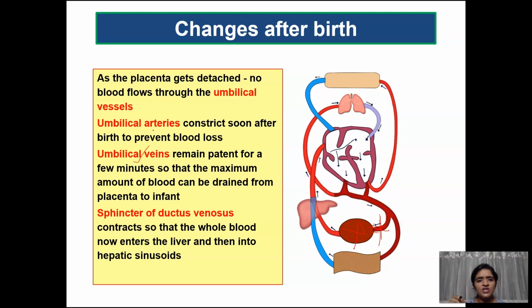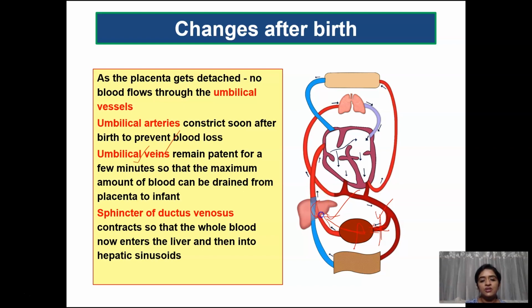It will remain patent for a few minutes, because it will let the maximum amount of blood which is there in the placenta enter into the infant, because the placenta is anyway the dead structure. So it will actually squeeze the placenta so that it can extract maximum amount of blood from the placenta through the umbilical vein. So when you consider umbilical artery and umbilical vein, umbilical artery will first close compared to umbilical vein, because it has to prevent loss of blood from the fetus, but umbilical vein won't close at a greater speed compared to artery, because it has to squeeze out the maximum amount of blood from the placenta.